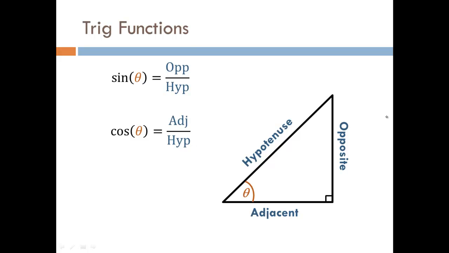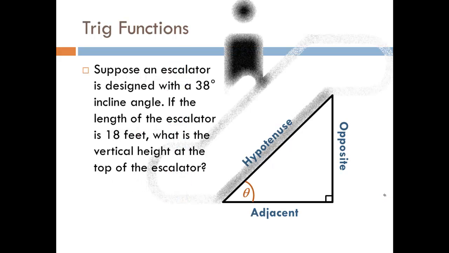And the third function is tangent. Again, we have the tangent of the angle theta is equal to the ratio of the opposite side divided by the length of the adjacent side. How can we use these functions to solve problems? Let's look at some examples.